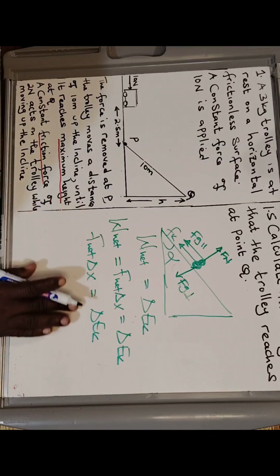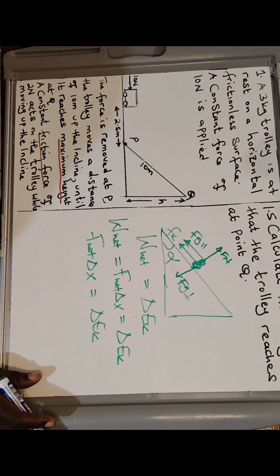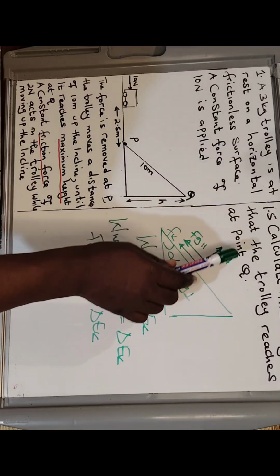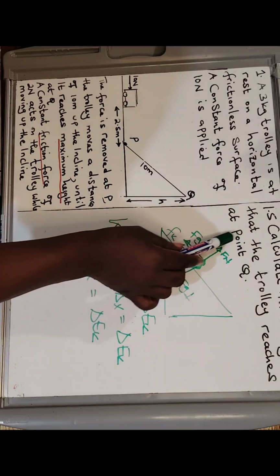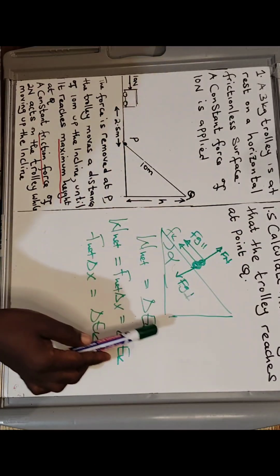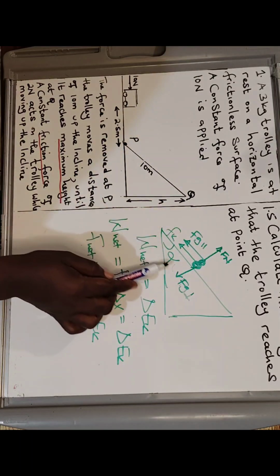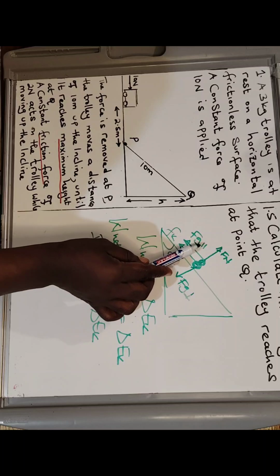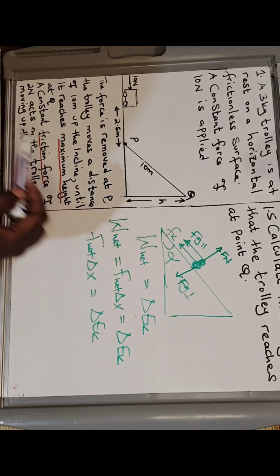So what is the net force acting on that body? The net force is the algebraic sum of all the forces acting here. But like I told you before, these forces here cancel out, so we are remaining with these two forces. Our net force is going to be made up of Fg parallel and Fk.